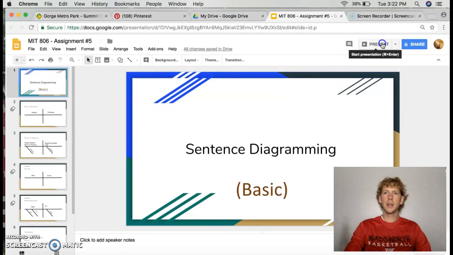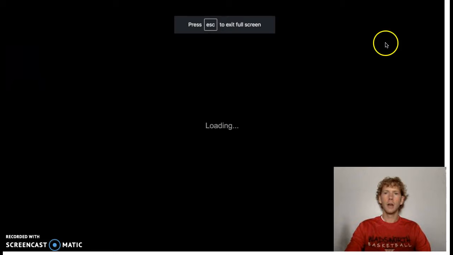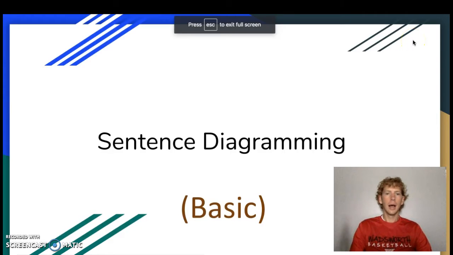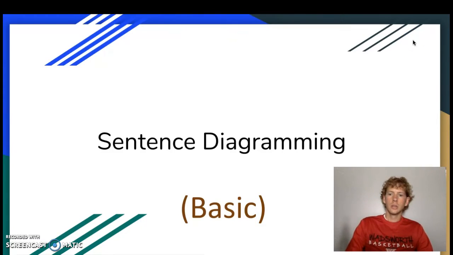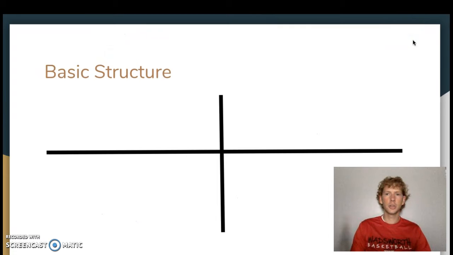Hey kids, so today we're going to talk a little bit about sentence diagramming. So this is a basic review of how to diagram simple sentences. So remember the basic structure. First things first, you want to make sure you split between subject and predicate. Obviously that's going to give you the break between the noun or pronoun and the verb or verb phrase.